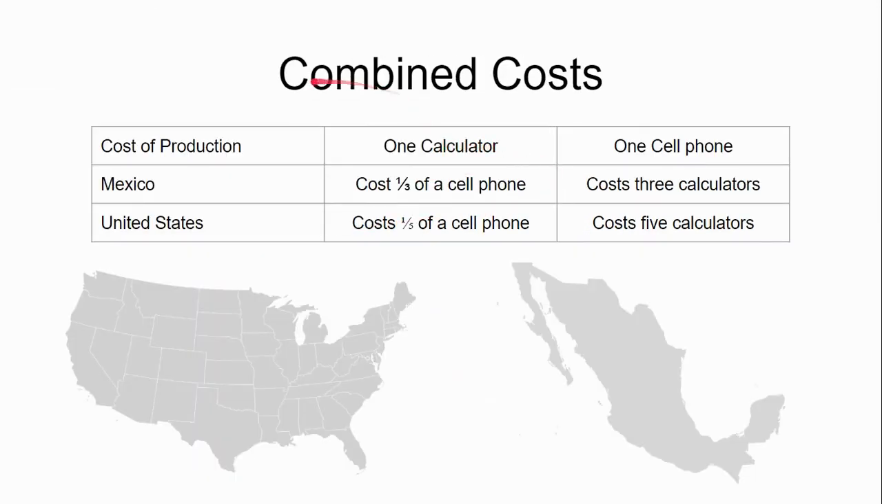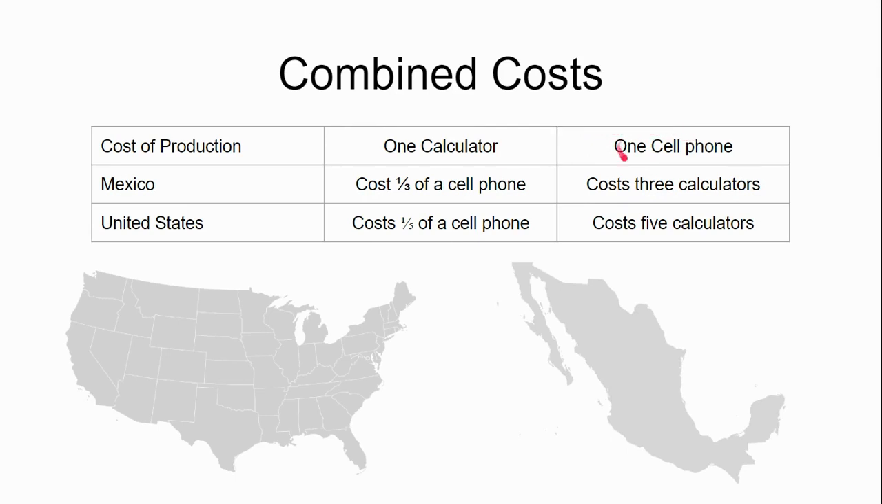So we can look at the combined cost, right? For Mexico, to make one single calculator, it costs them 1/3 of a cell phone, whereas in the United States, to make one single calculator, it costs them 1/5 of a cell phone. And to make one single cell phone, it costs Mexico 3 calculators, and it costs the United States 5 calculators, right? So that is the opportunity cost.